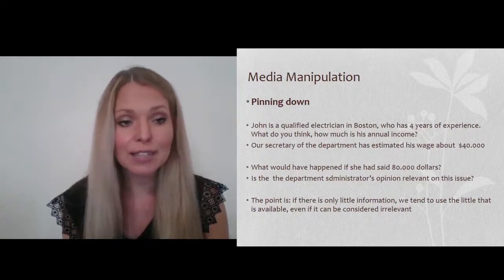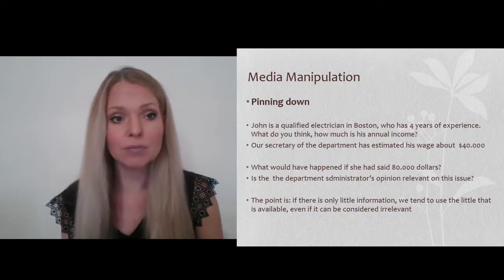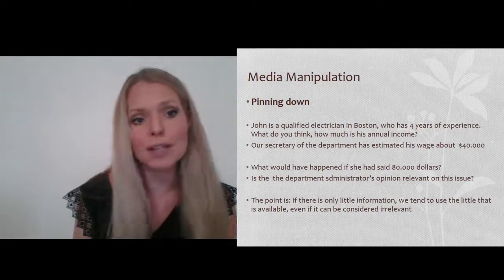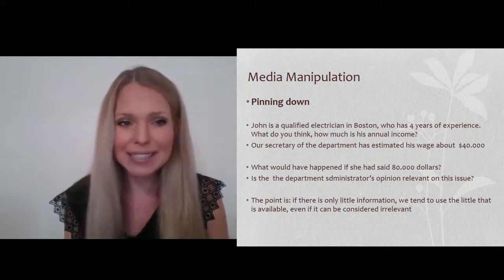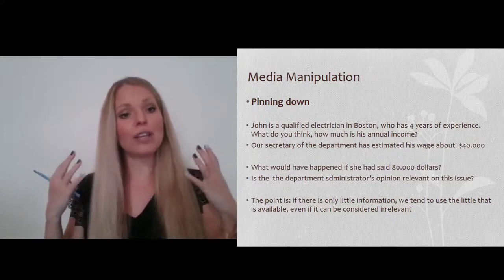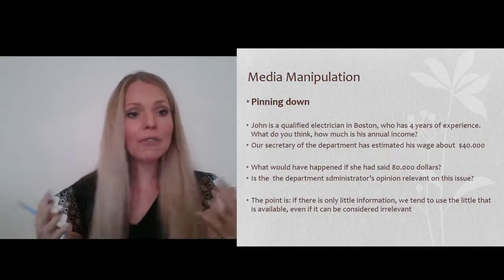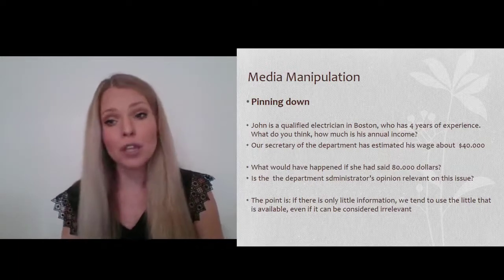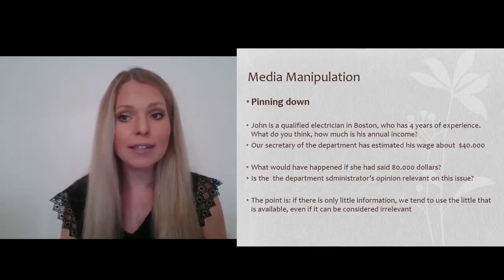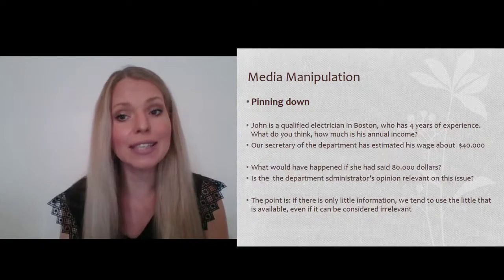Now, if I ask this of my students, they tend to say, yeah, it's around $40,000 or $50,000 or something. Pinning down is actually the fact that you're given a number, and if you don't have enough knowledge about issues, then you might go and believe that number that is given to you.